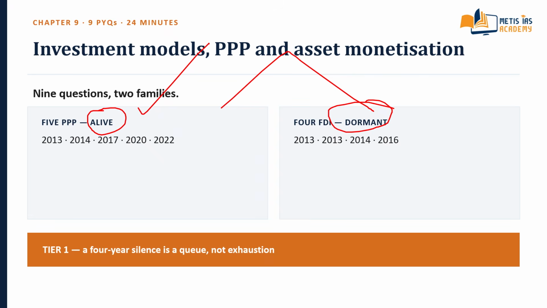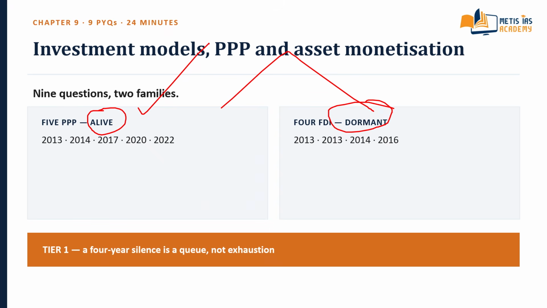So the PPP family has a shape. It starts with "is PPP good or bad" in 2013, moves to "how do you protect the future" in 2014, then to sector applications, airports in 2017, railway stations in 2022, and in 2020 to the contract itself. The examiner has moved from judging the model to examining its machinery. But nothing has been asked from this head since 2022.